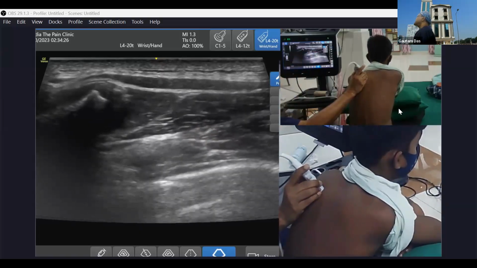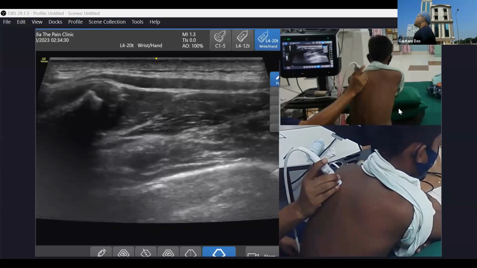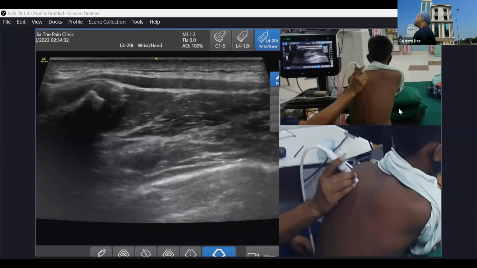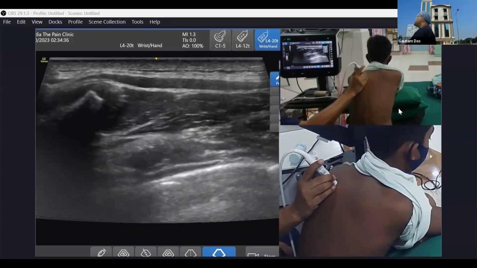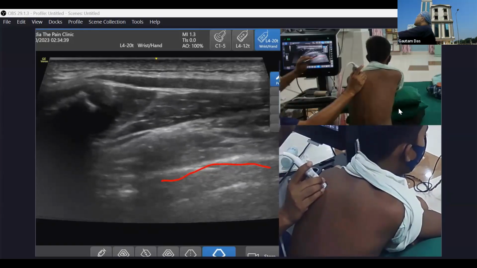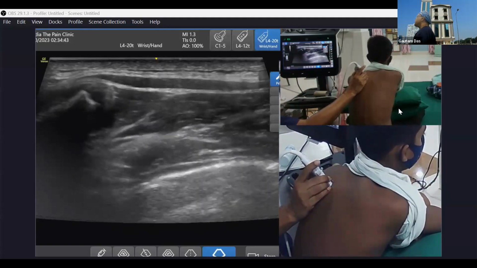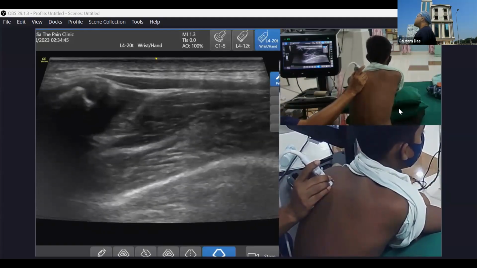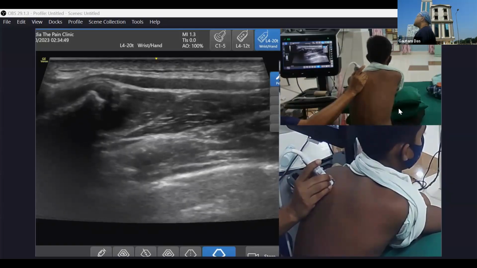Below that, which muscle? Serratus posterior superior, and below that are your erector spinae muscles, and below that is your pleura. The most glistening structure, even more glistening than the rib, is your pleura. If I'm coming here, above and below, it is rib. But here this is your pleura, and it is also moving with respiration itself.